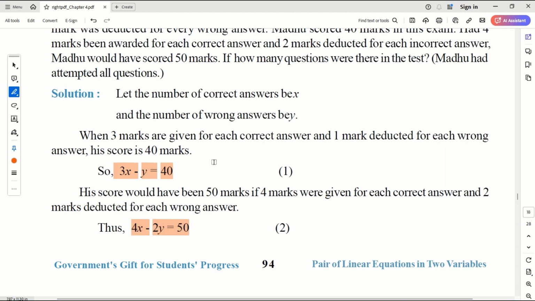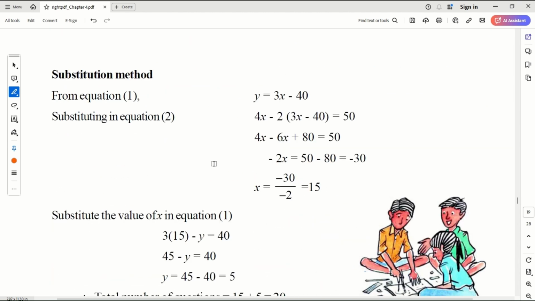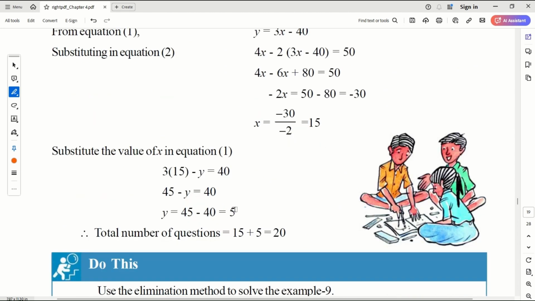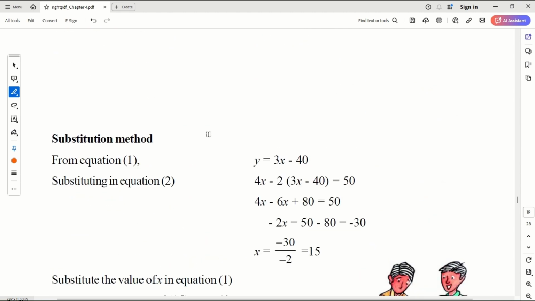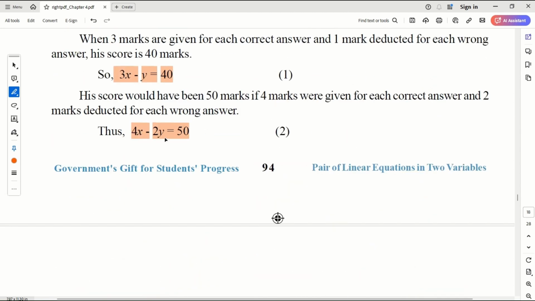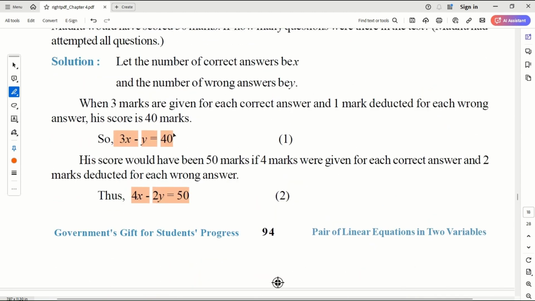Once you have the equations, you can solve it by whatever method you want. Here the substitution method is given, you just go through this. x equal to 15 and y equal to 5. So the total number of questions is x plus y, which is 20. You can use the elimination method to solve this one, you can try it yourself. Once you have written the equations, any method is easy. I am mainly looking at these examples to explain how to write these equations.